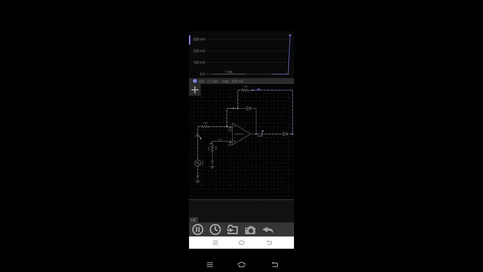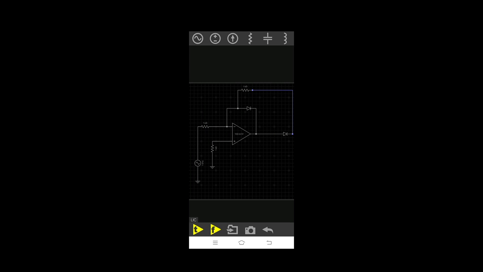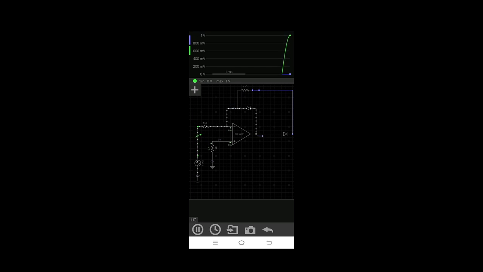Let's see the output signal. Let's see them together.